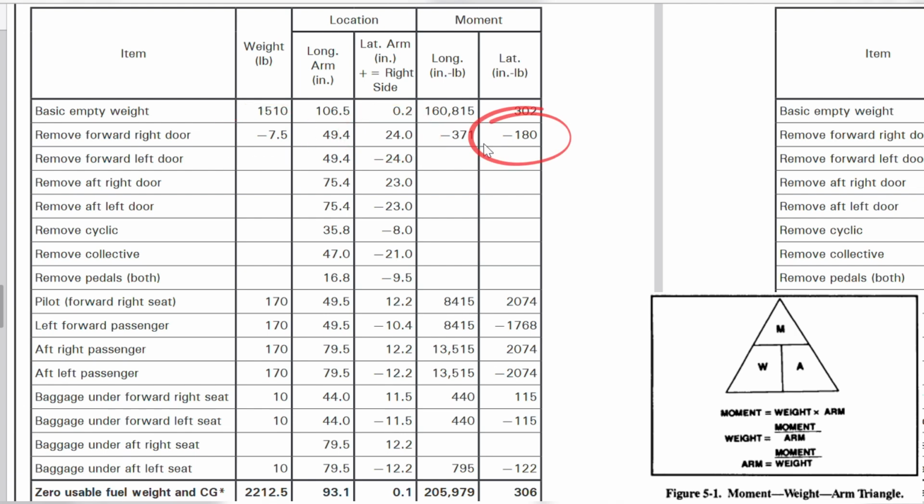Now the rest of the doors here, they have left on, so we don't need to do anything with them. You basically just ignore them all. So we don't need to worry about the left door, the right door, the aft left door. The cyclic and collective, as well as both pedals, have still been left in.